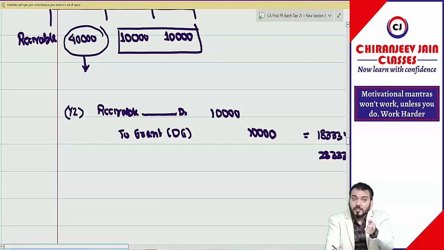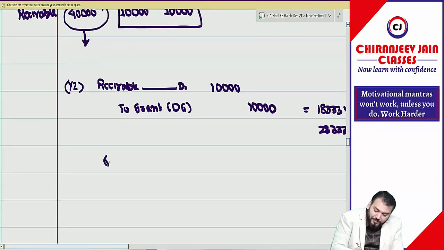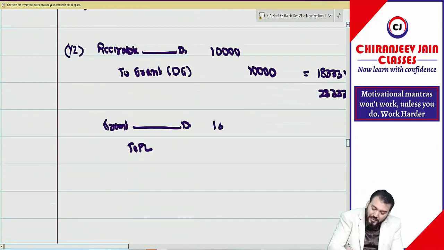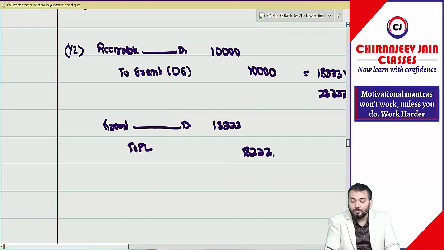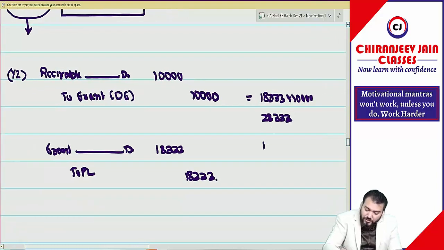Understood? Now how much grant will be transferred to PL? It will be grant or deferred grant, whatever, to PL as per our computation. So we have already calculated 18,333. So what will be the unamortized balance? 10,000. From this you deduct 18,333 and the unamortized balance will be 10,000. Got it?